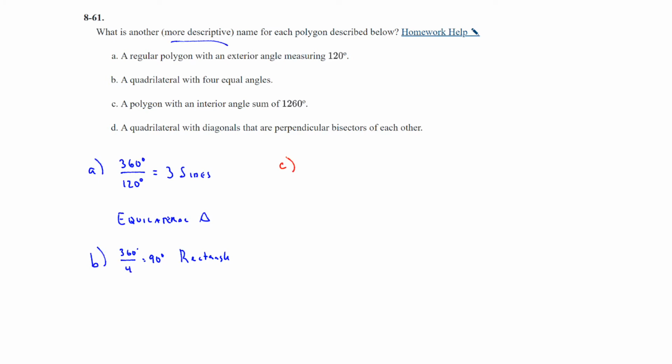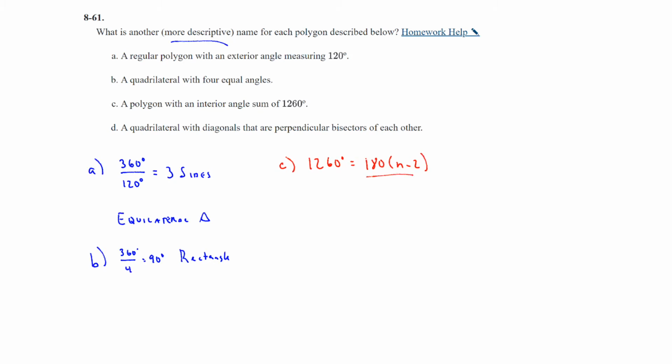C, a polygon with an interior angle sum of 1,260 degrees. So remember the angle sum, when we add those up, there were 2 different ways we discovered this: we can take 180 and multiply it by the number of sides minus 2, or it could have been 180n and then subtracting the 360 degrees. So it's the same thing, it's just one's distributed through.